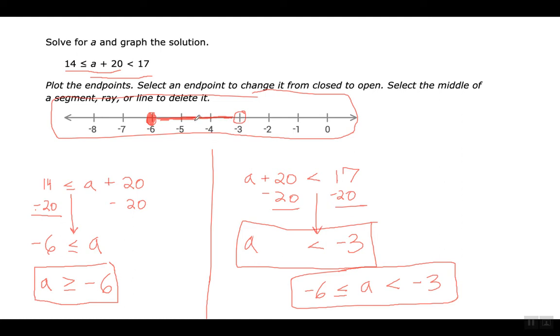Okay, so A is a number, you don't know what it is, but it's less than negative 3 and greater than or equal to negative 6. A es un número, no se sabe lo que es, pero se sabe que es menos que negativo 3 pero más grande que o igual a negativo 6.